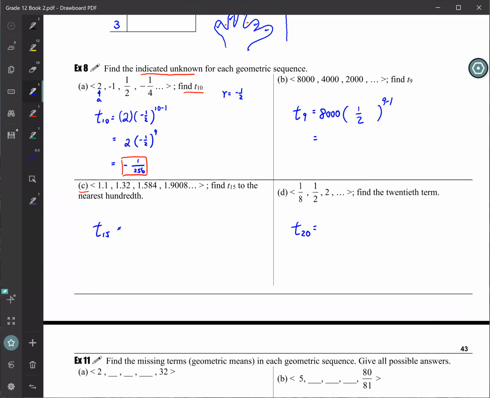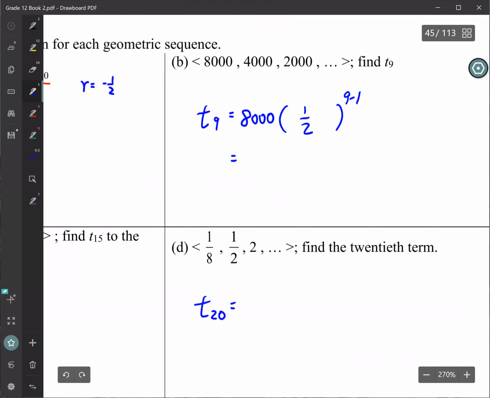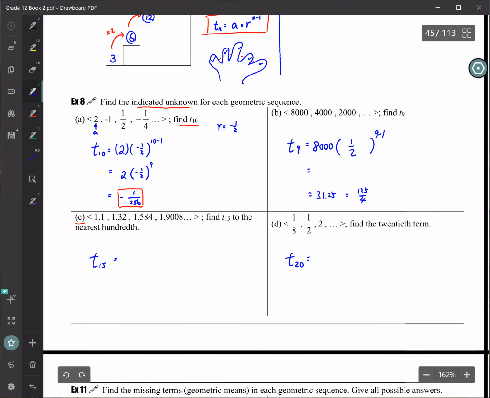And Iray, do you have the answer for B? What's T9? 31.25. Do you have a fraction? 31.25? What in fraction? 125/4. Yep, very good. If possible, leave it in fraction, unless the question's all in decimal. If anyone got something different, you can let me know.